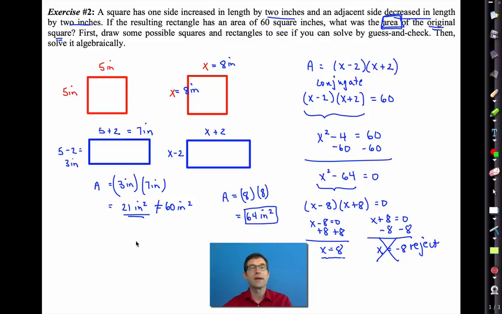Again, one thing that's a nice check is you could increase that 8 by 2, giving you 10 inches, decrease that 8 by 2, giving you 6 inches, multiply the two together, and you'd get 60 square inches, which is a good check. Doesn't leave my head very much room on the screen, but it's a good check. All right, so that's a cool problem. I like that one a lot.